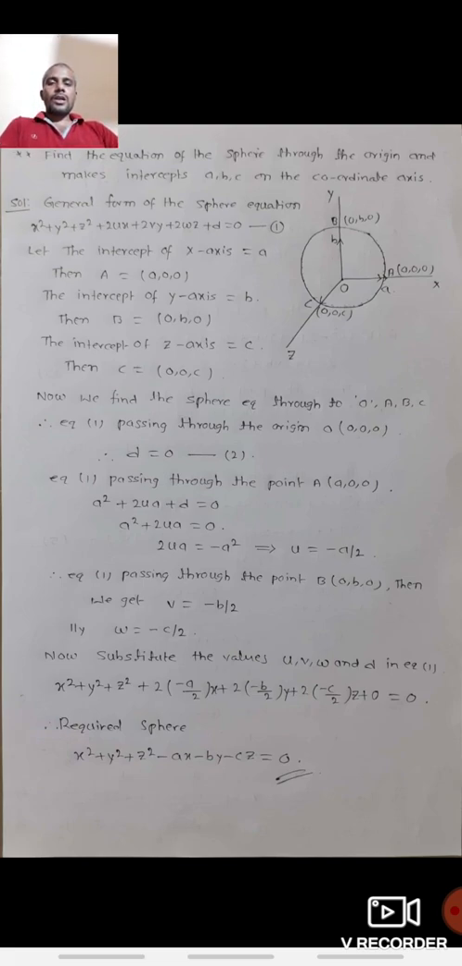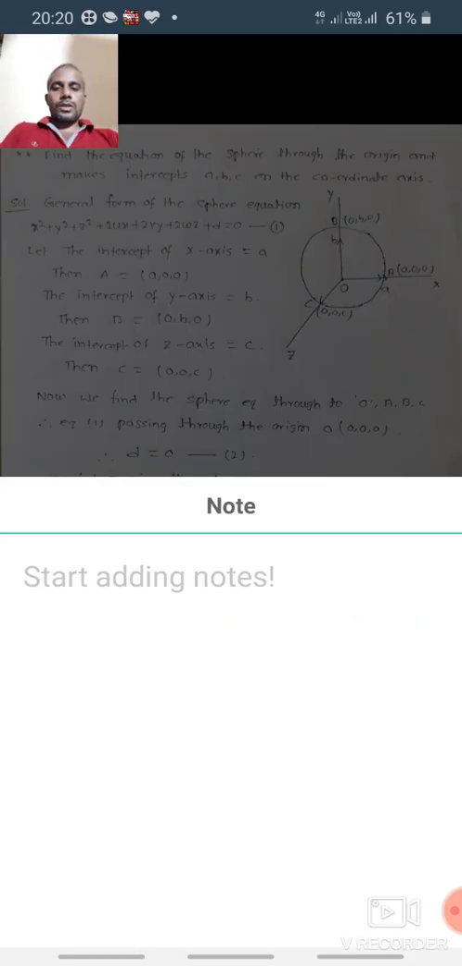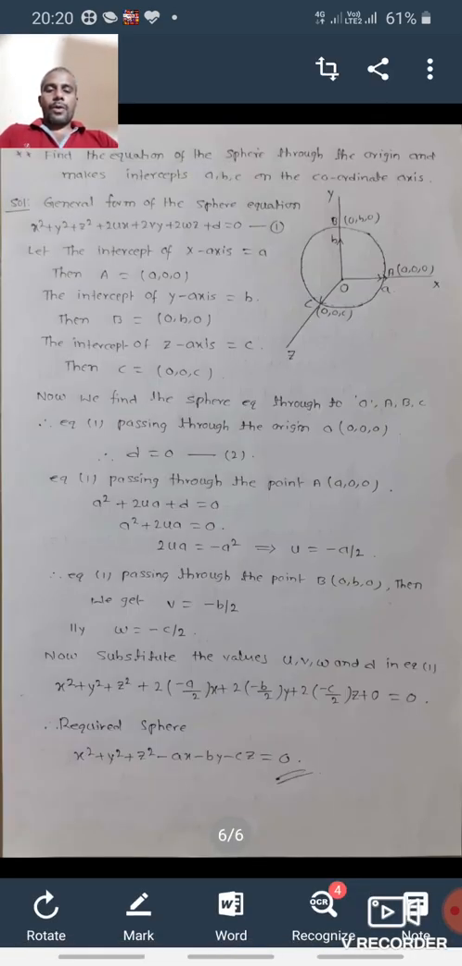So this is the solution of the given problem. Tomorrow onwards we have to solve another type of problems. We have to solve this type of problems also. Tomorrow I will give some different types of problems, and then we will continue the class. Today's class is over. Thank you so much.